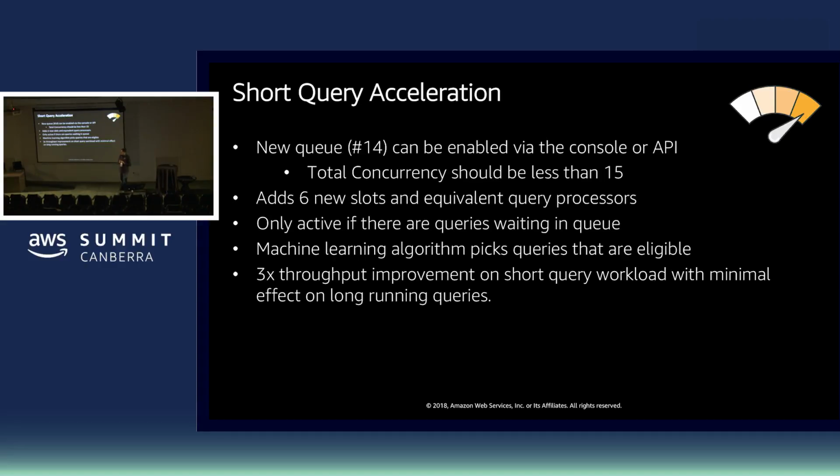Based on initial tests that we did, based on the private beta that we opened up for customers, we got a 3x throughput improvement on short query workloads with minimal effect on long-running queries. There's no effect on long-running queries. The short queries started working better. If you have a separate queue for short queries, you may want to disregard that queue and start using short query acceleration. It's a tick box in the console. The tick box is enabled only if your concurrency is set to less than 15. And it's an API call. The API call can be called even if your concurrency level is over 50.